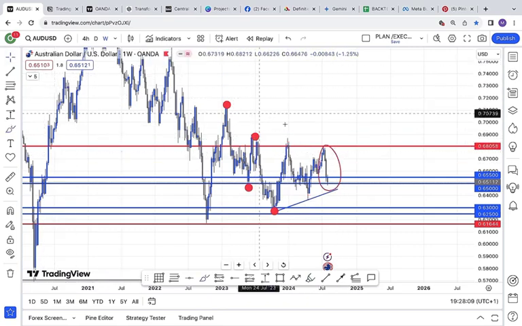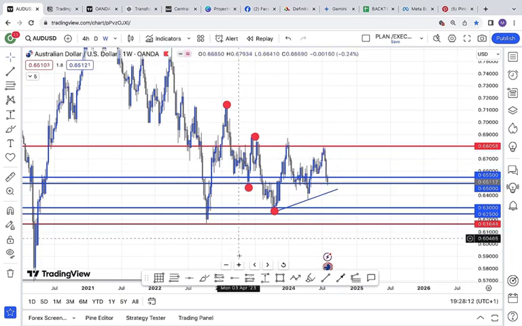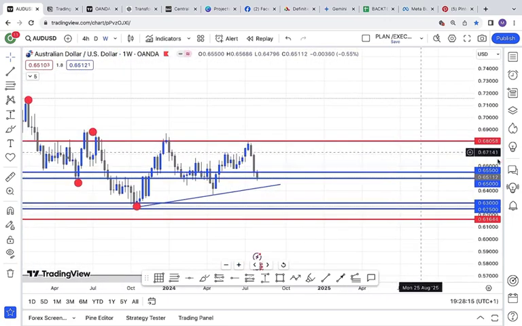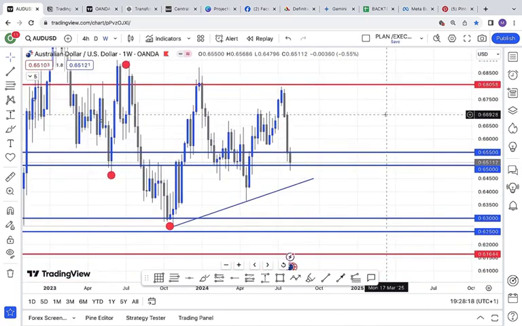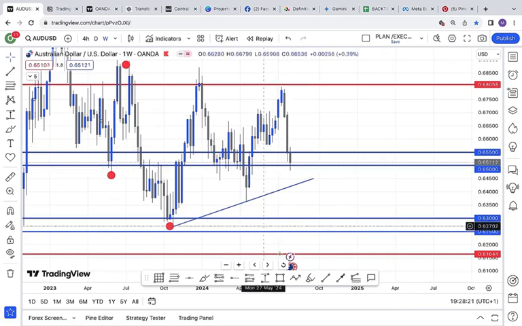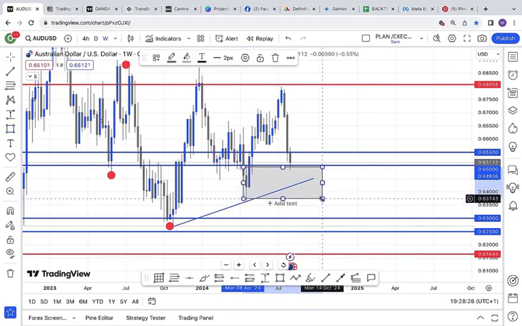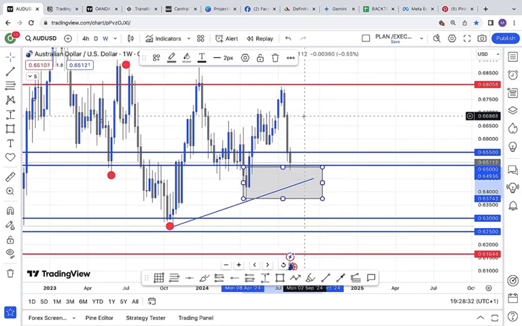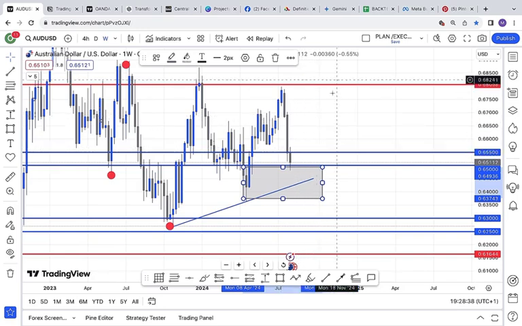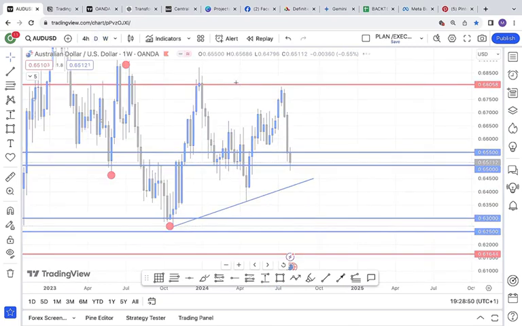Okay, let's analyze together now. If you look at AUD USD, price is currently tapping into this demand zone. This is a weekly demand zone. Price is currently reacting off this demand zone. It's unlike GBPUSD and EUR/USD, where price is already moving to the upside, but AUD/USD is just currently reacting from this demand zone. So let's move to the daily and see what we have.